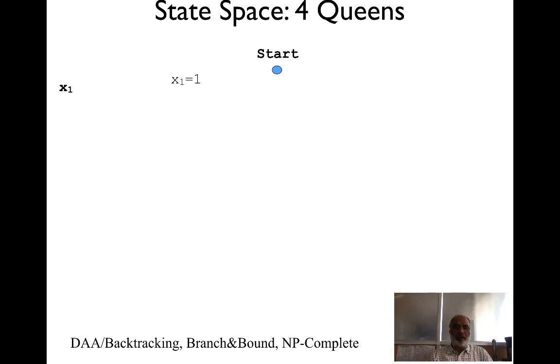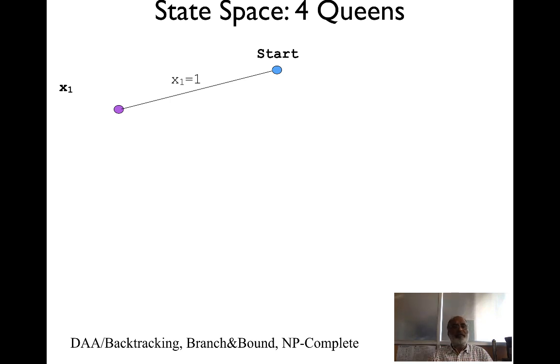So first start with value 1. We build the edge, x1 is equal to 1, so we reach a node. Now we have to explore x2. Having x1 equal to 1, x2 can again have 4 possible values, 1, 2, 3 and 4.